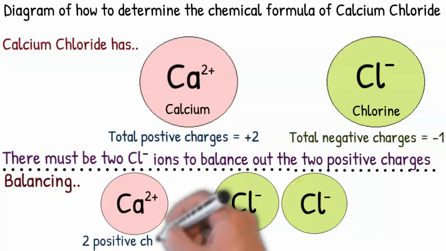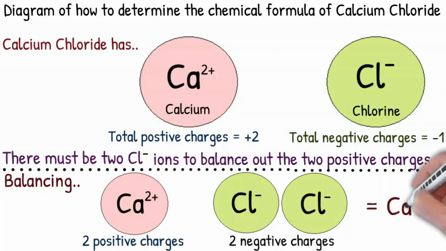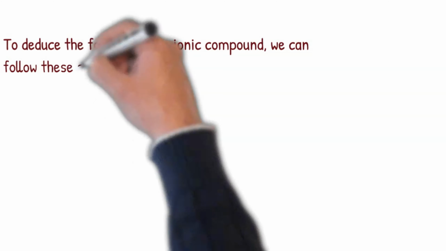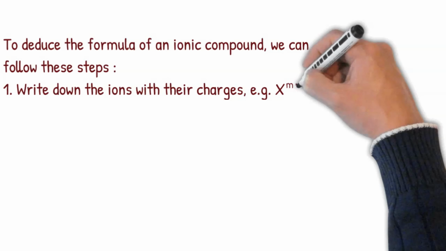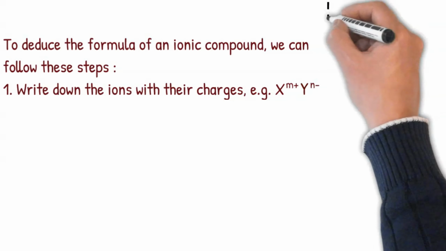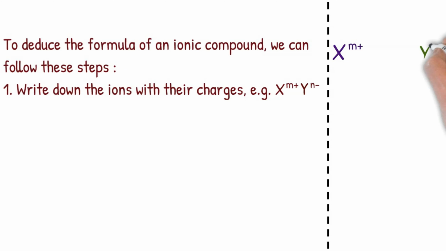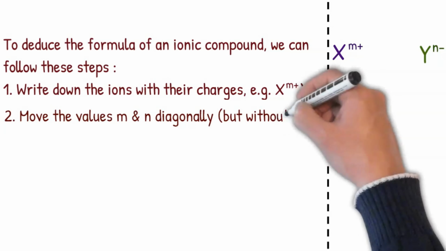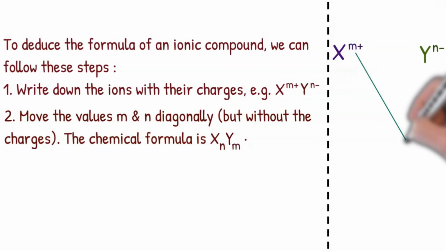Calcium has 2 positive charges, but chlorine has 2 negative charges, so its chemical formula is CaCl2. To deduce the formula of an ionic compound, we can follow these steps. Write down the ions with their charges, for example, Xm+ and Yn-. Move the values m and n diagonally, but without the charges. The chemical formula is XnYm.